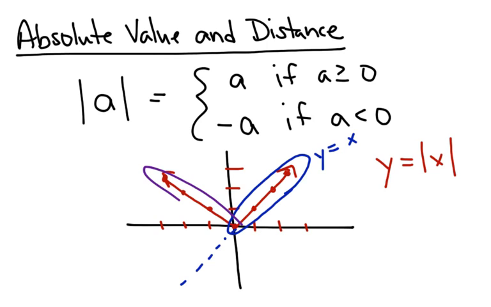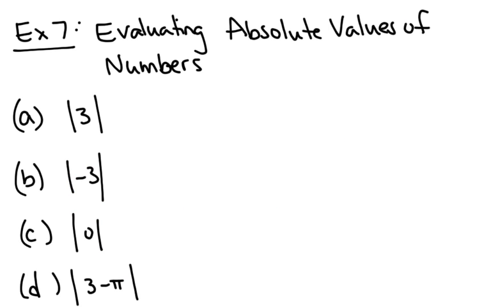However, this line here is the graph of y equals negative x. But it's only part of the graph. Y equals negative x is only the part where x is less than 0. And y equals positive x is the part where x is greater than or equal to 0. That's where the definition comes from. So now let's evaluate some absolute values.